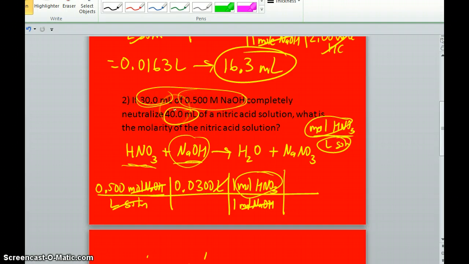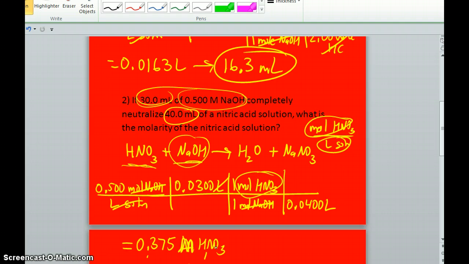And there were 40 milliliters of nitric acid used. So the number of moles it took to neutralize, this many, should have been in that 40 milliliters volume of solution. And I multiply all this out and I get 0.375 molar, moles per liter, HNO3.